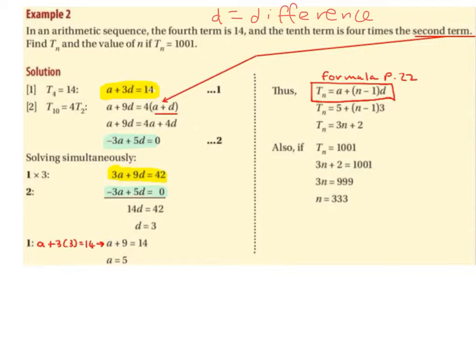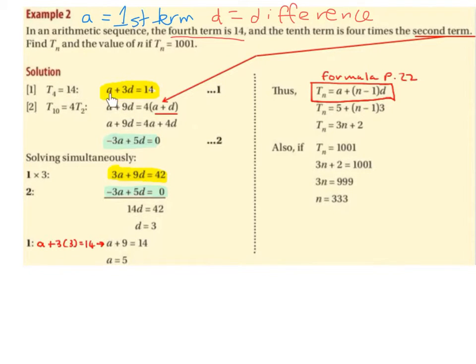So we are told that the fourth term is 14. So in short, T4 is equal to 14. In sequences, A represents the first term. So another way of saying term 4, or the fourth term, is going to be A plus 3D.